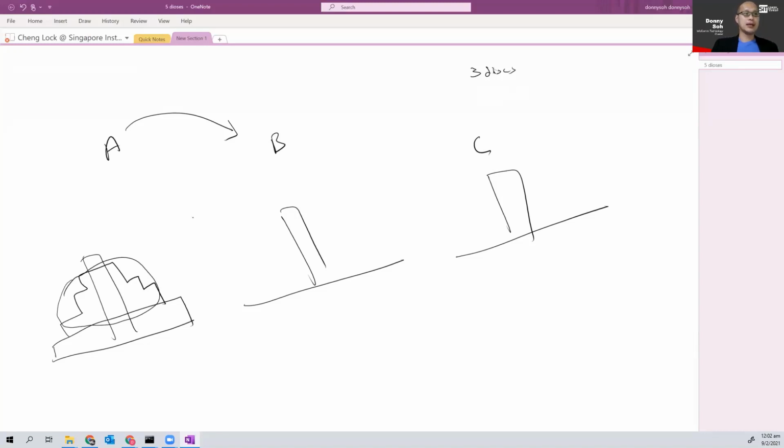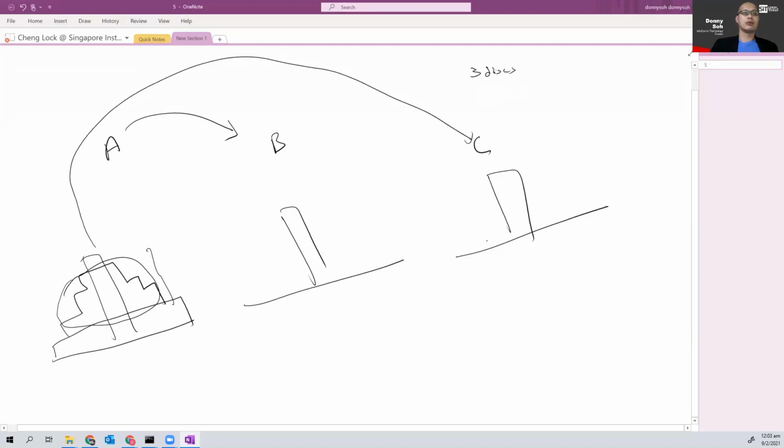So I will say, okay, move my disks from the top to the second last disk, move them to my intermediate pole.